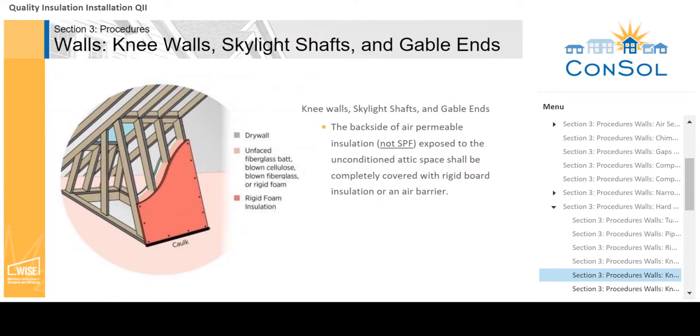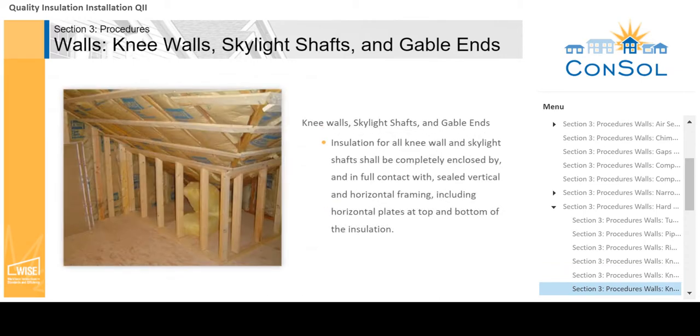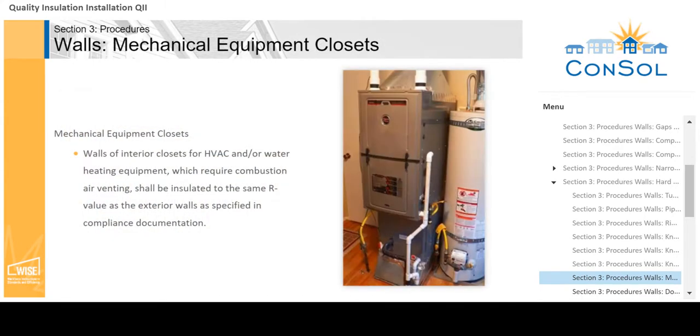The backside of air-permeable insulation exposed to the unconditioned attic space shall be completely covered with rigid board insulation or an air barrier. The house side of the insulation shall be in contact with the drywall or other wall finish. Insulation for all knee wall and skylight shafts shall be completely enclosed by and in full contact with sealed vertical and horizontal framing, including horizontal plates at top and bottom of the insulation. Walls of interior closets for HVAC and/or water heating equipment which require combustion air venting shall be insulated to the same R value as the exterior walls as specified in compliance documentation.